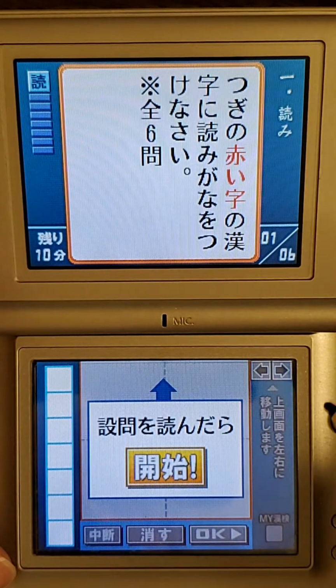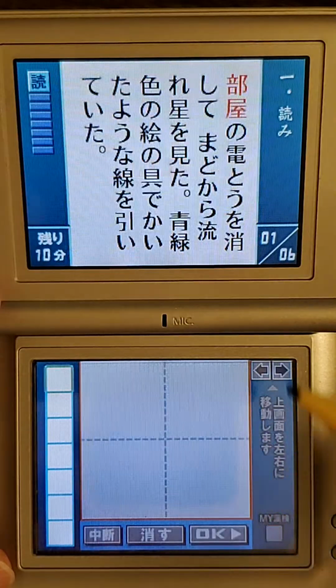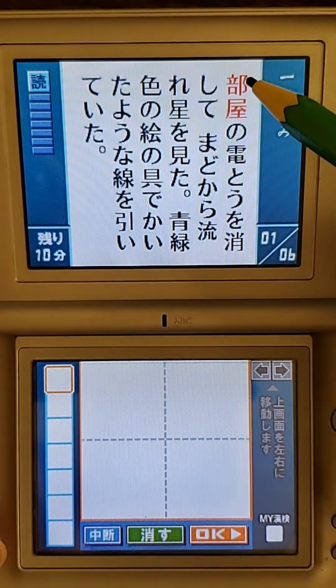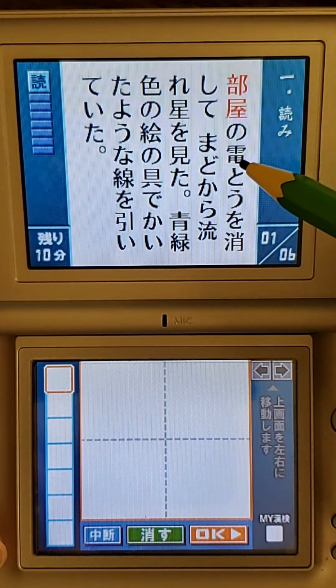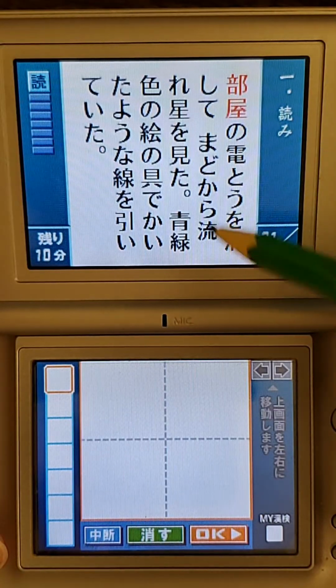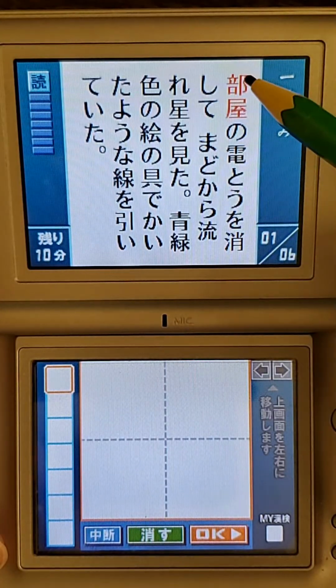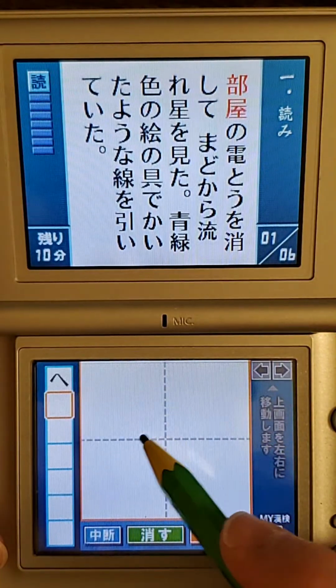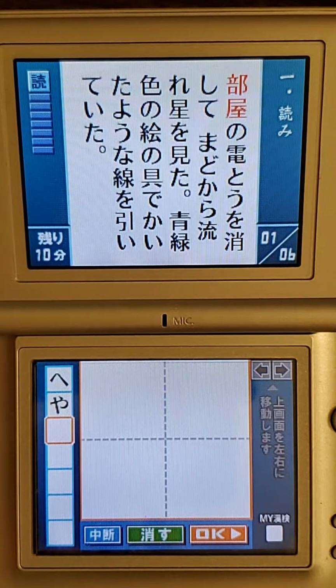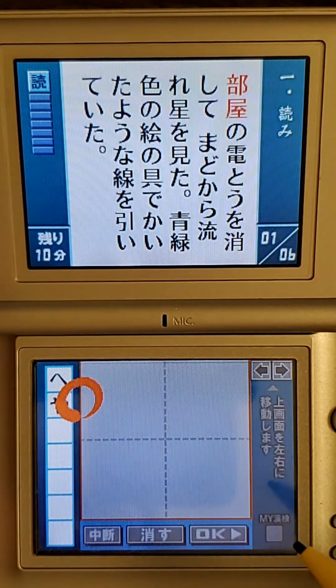Go ahead. All right. This is level 8 of the Kanji test. This first part of the level is just putting how you read it. So, heya no dento o keshite mado kara nagareboshi o mita. So, heya. Up a little bit, I think. Heya.